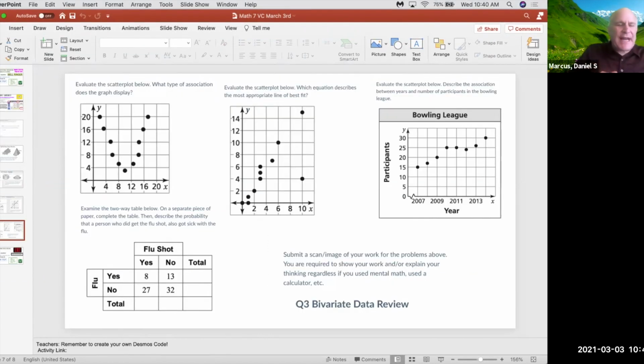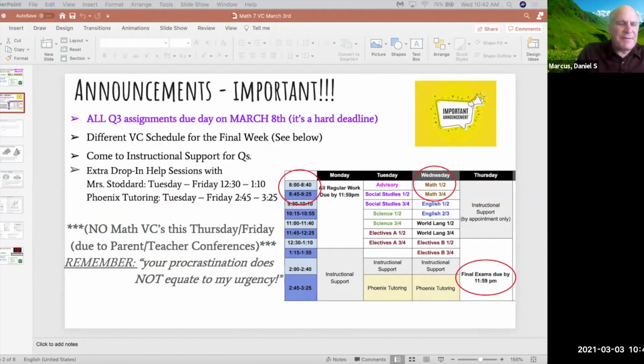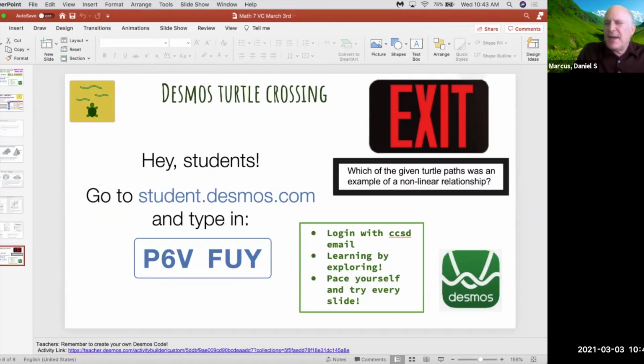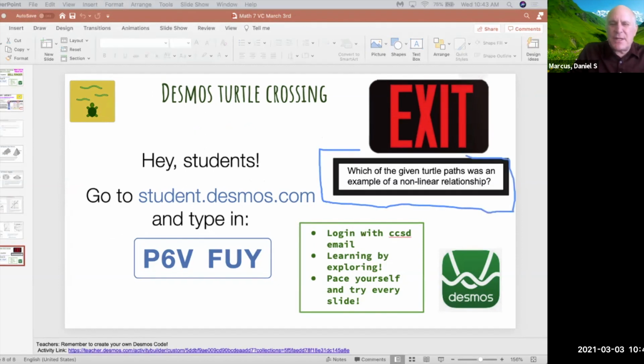Wow, you guys are going to ace the test next week. You guys are more than prepared, so I have no problem letting you guys out early. Okay, now for your exit ticket. Let's see how well you were paying attention today. Which example of the given turtle paths was an example of a non-linear relationship? Put your answer in the chat.